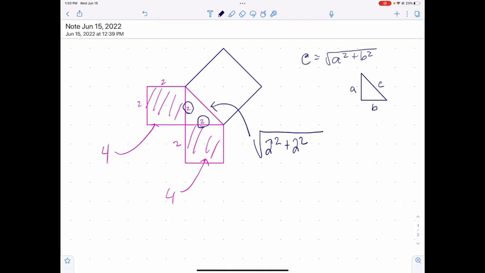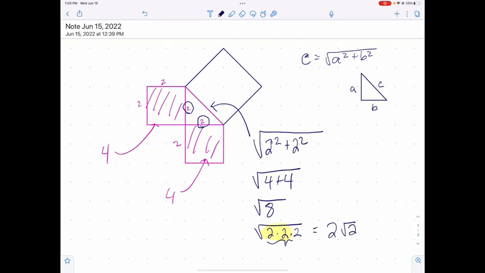Anyway, so this is going to be 4 plus 4, which is the square root of 8, and we can simplify this to 2 times 2 times 2, and this here is going to come out to 2 square root of 2. Because this here is 4, and what's the square root of 4? 2, and so that's why I can bring that out. So I know that this is 2 square root of 2. This is 2 square root of 2, because this is a square.